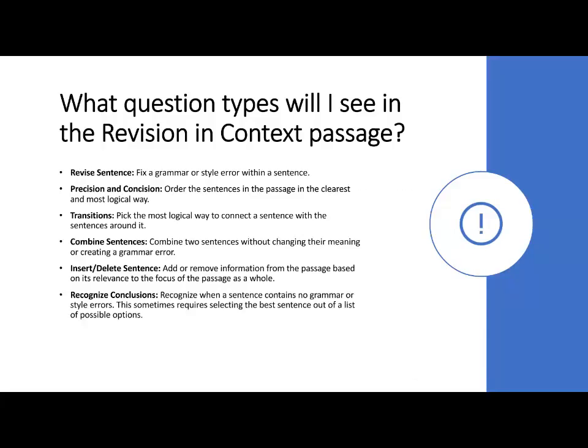What type of questions will I see in the revision and context passage? Well, isn't that what we want to know? Yeah, so there's going to be a bunch of different ones, kind of a larger portion. There's not going to be a bunch of each of these sections, but there's going to be one or two maybe of each of these types in the revision and context passage, which is one is where you revise a sentence, you just fix grammar or style errors, like that's the most basic revision you can think of.